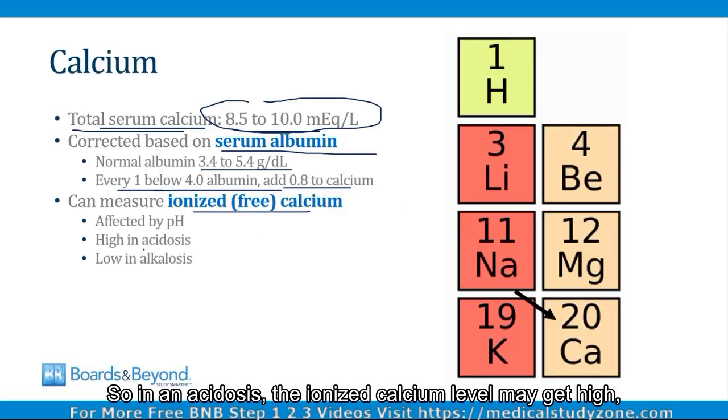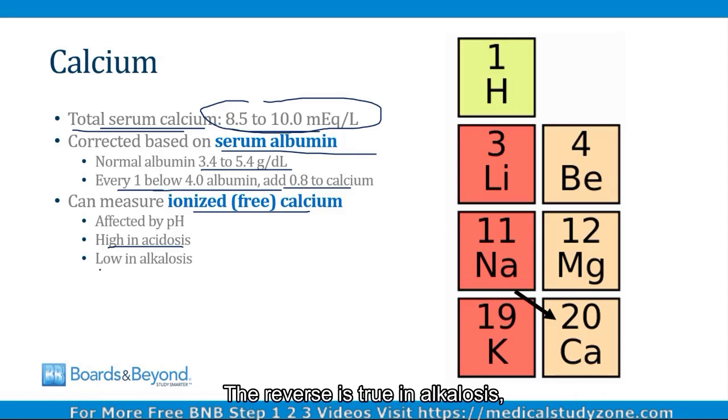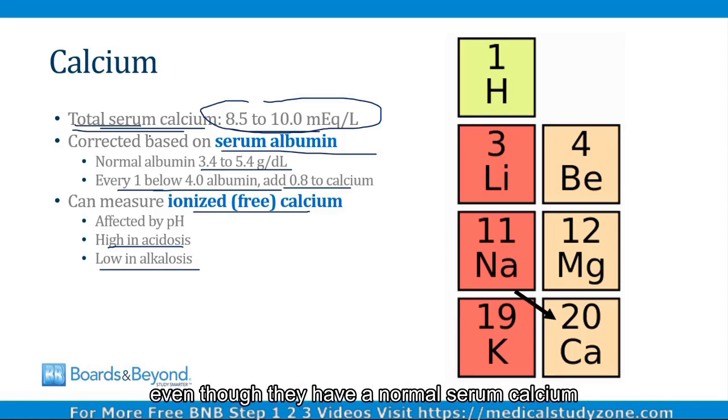So in an acidosis, the ionized calcium level may get high, even though the total serum calcium may be normal. The reverse is true in an alkalosis. The total serum calcium can be normal, but the free calcium level can be low. And therefore, patients can develop hypocalcemic symptoms, even though they have a normal serum calcium in the setting of an acid-base disorder.